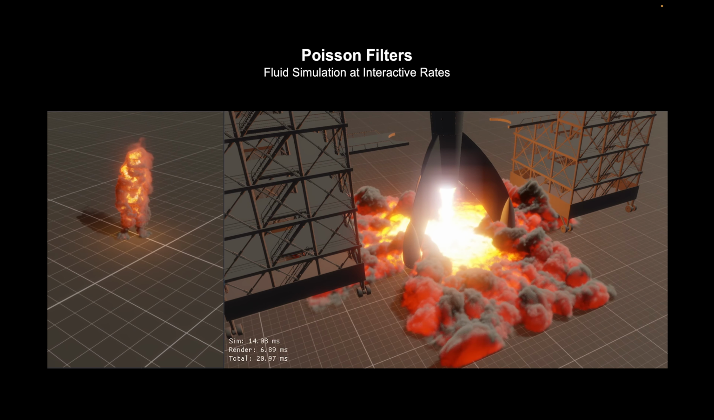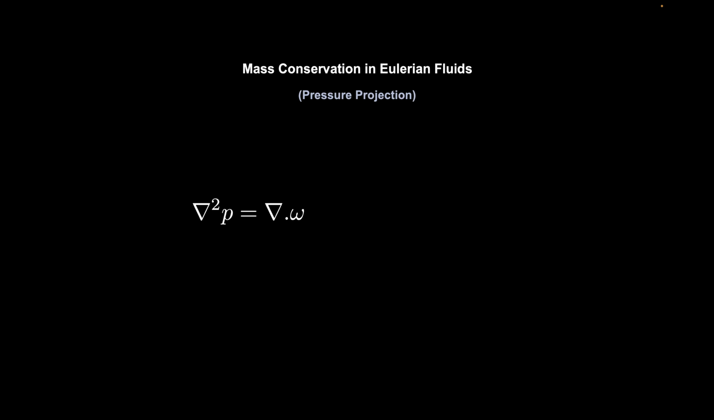We solve for the Poisson projection step in Eulerian fluid simulation, which is often quite expensive, but equally important in mass conservation in incompressible fluids. This step is directly related to solving the famous Poisson equation.